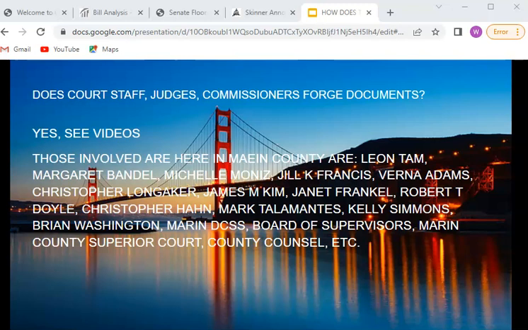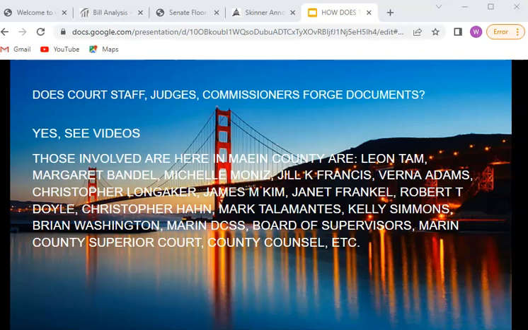Brian Washington, he's the county counsel, the attorney that is involved in giving all these agencies advice through the county counsel. He's also involved in fraud. Marin County Department of Child Support Services, a name that's not noted, Joanna Kleppe. She was an attorney that helped the mother of our son in all these fraudulent processes.